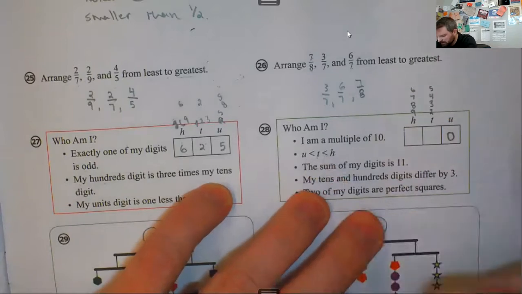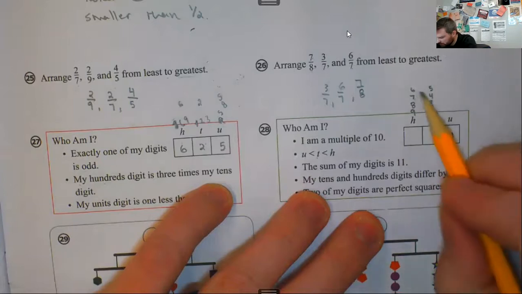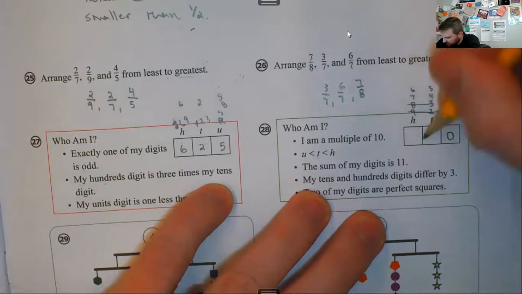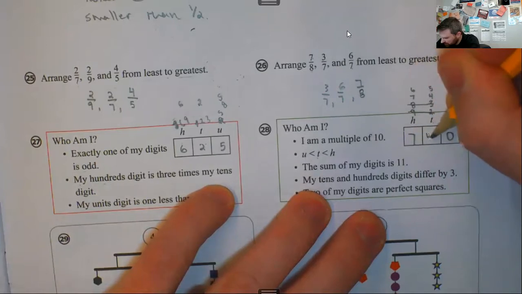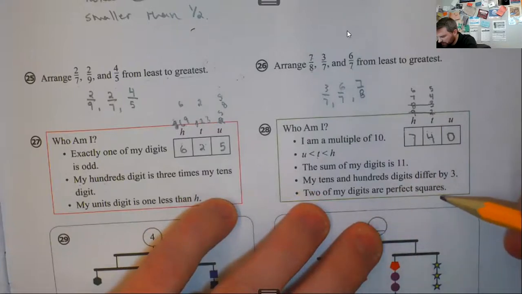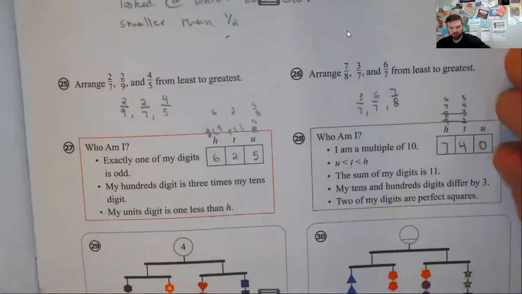changes. My tens and hundreds differ by 3. Okay, well, the only numbers here that differ by 3, this differs by 7, this differs by 5, this differs by 3. So 7 and 4. 7, 8, 9, 10, 11, plus 0 is 11. 2 of my digits are perfect squares. Well, this is a perfect square, and 0 is actually a perfect square as well.